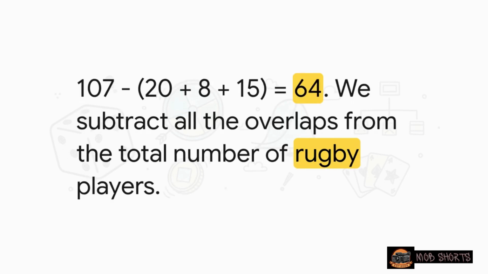And that's basically the whole process right there. It's beautiful, isn't it? To find the kids who only play rugby, you take the big total, 107, and you just start subtracting all the little pieces that overlap. You subtract the 20, the 8, and that central 15. And boom, you get 64. What was total chaos is now perfectly organized. You can see everything clearly.